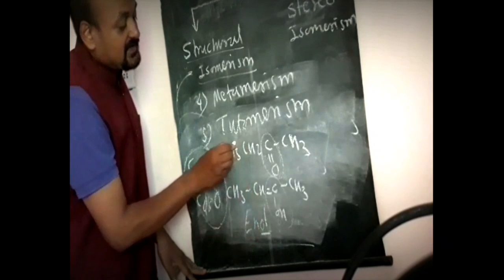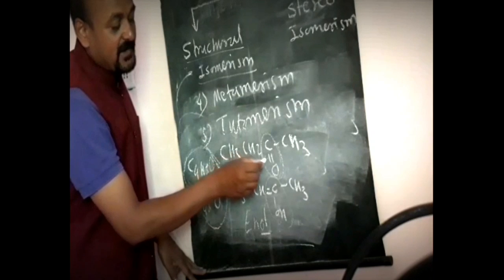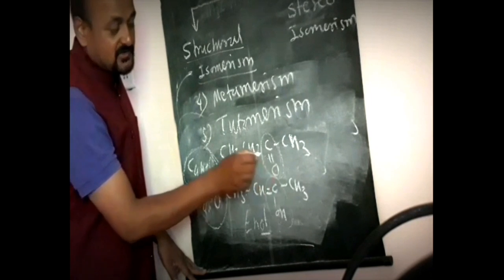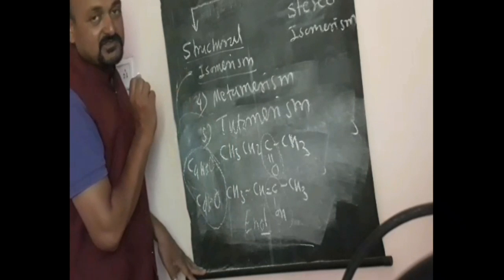So in this way, these two compounds have the same molecular formula, but the position of one atom on the chain is different. So such isomers are known as tautomers. This phenomenon is known as tautomerism.